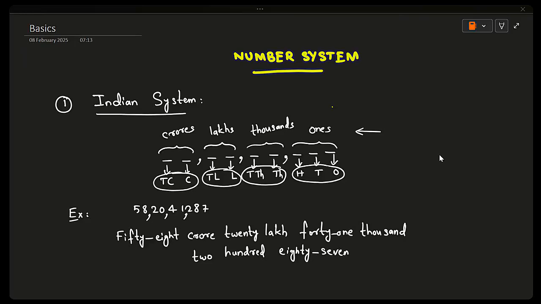Vilochan, what is your doubt? Sir, in the Indian system, is it only up to crores? Yeah, up to crores. After crores also so many places are there, but in your syllabus it is mentioned only up to crores.